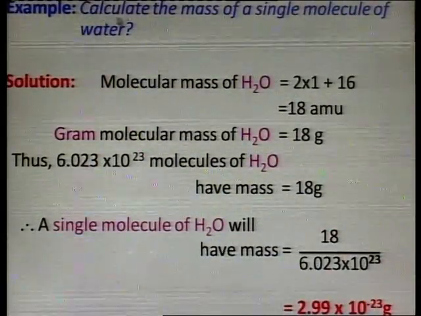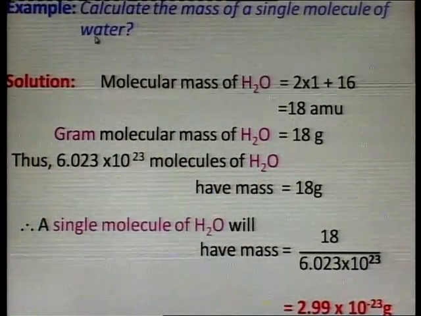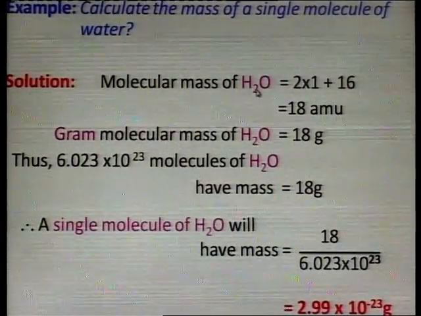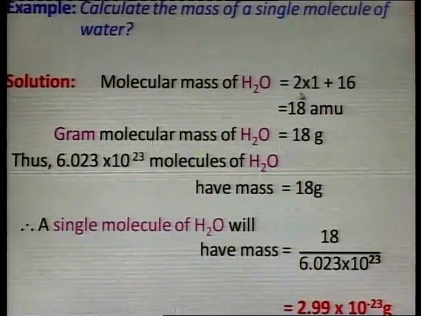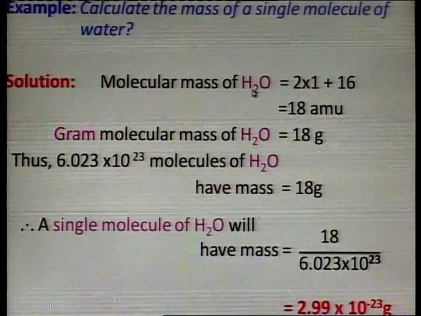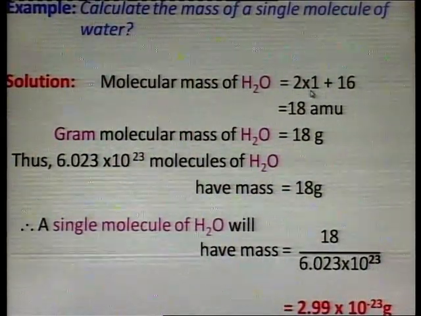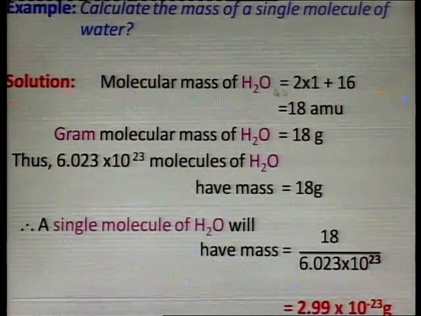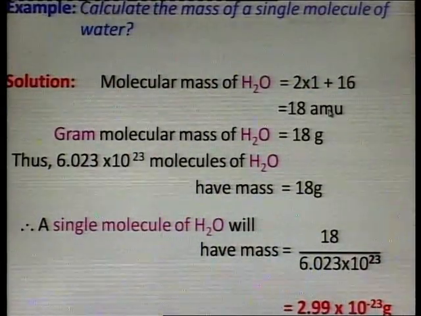Similarly, you are to calculate the mass of a single molecule of water. First of all, you must know the molecular mass of water, H2O. H2O has molecular mass 2 into 1, where 2 is the number of hydrogen atoms and 1 is the atomic mass of hydrogen, plus 16, where 16 is the atomic mass of oxygen. So, 2 plus 16 comes out to be 18 AMU.